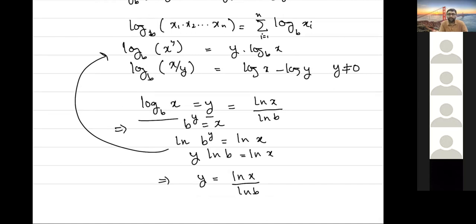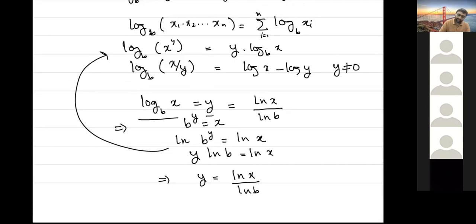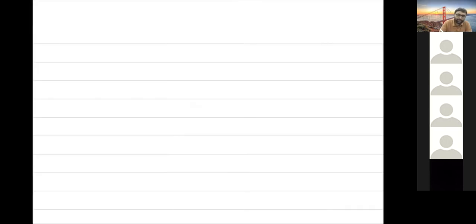So it doesn't matter if the base is e or 2 or 3 or 5 or any other base, as long as that is greater than 1, you can always convert the base. I hope that is clear. Okay, let's come back to our asymptotic notations. Is everything clear so far? Any question?